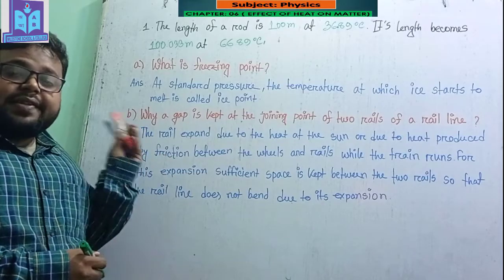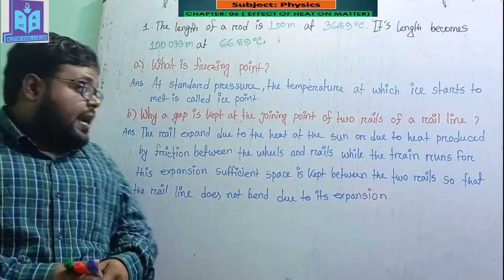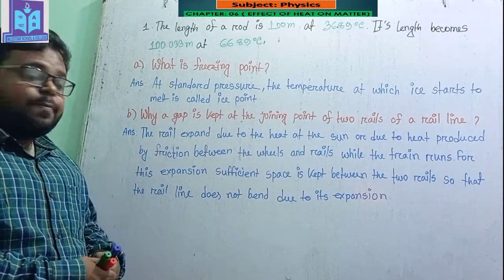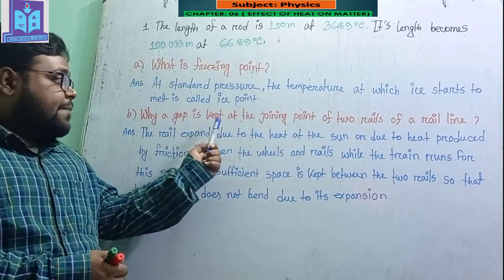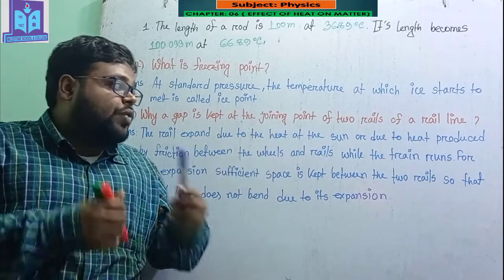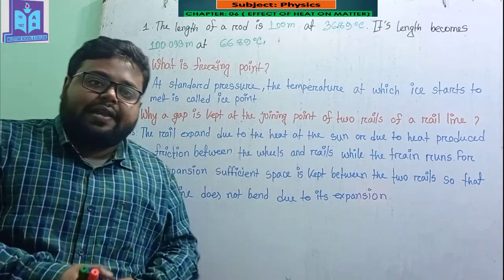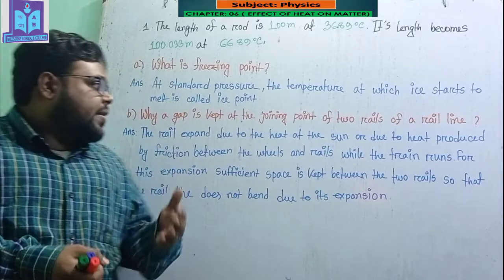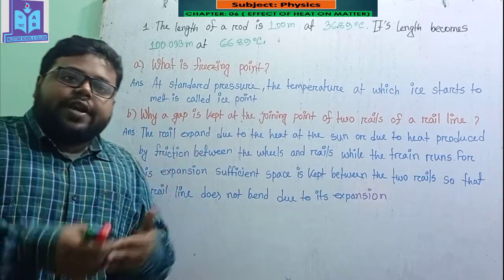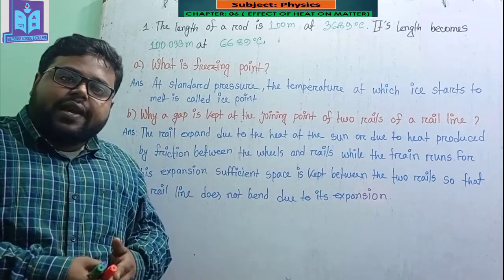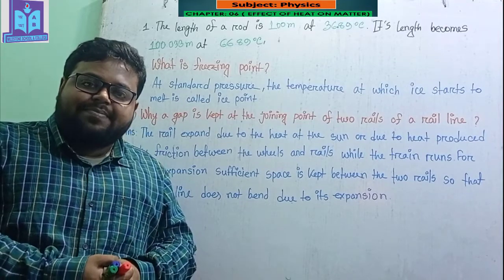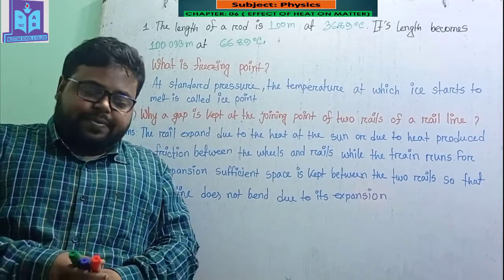And here, this is number B question. And here you can see that, what is the question? Why a gap is kept at the joining point of two rails of a rail line. Do you know why a gap is kept at the joining point of two rails of a rail line? Okay, let me explain it.